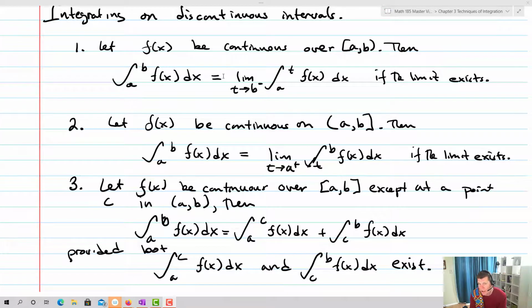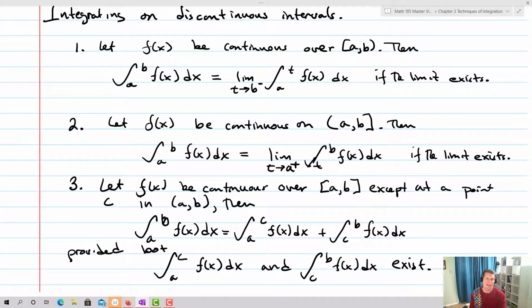If not, it's going to diverge. Number two, we'll let f of x be continuous on the half open interval a to b. In this case, the closed part is on b, so we have the discontinuity at a. Then the integral from a to b of f of x dx is going to equal the limit as t approaches a from the positive side of the integral from t to b of f of x dx, if that limit exists. And if it doesn't, then we have a divergent integral.